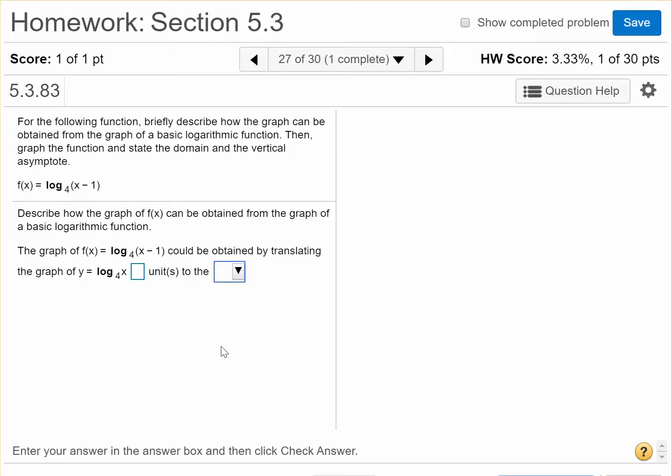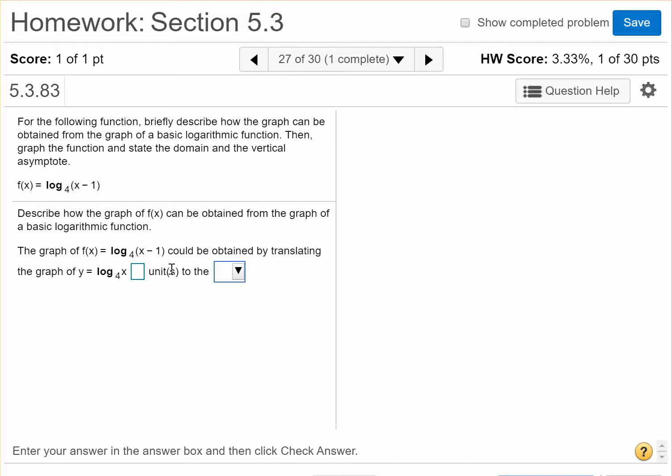So first of all, you should graph it on paper, but basically you're going to graph the parent function y equals log base 4 of x, and if you watch the video, it'll show you how to do that. And then this is just going to be a horizontal shift right 1 because of the minus 1 here.